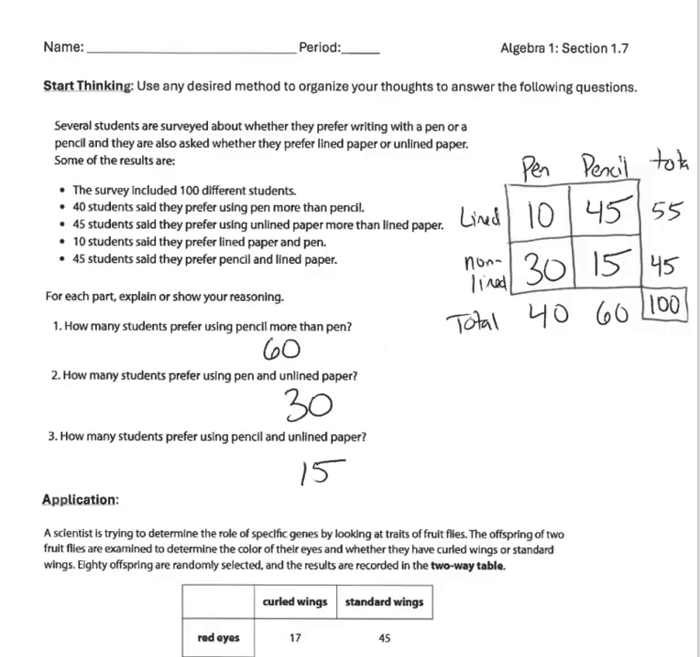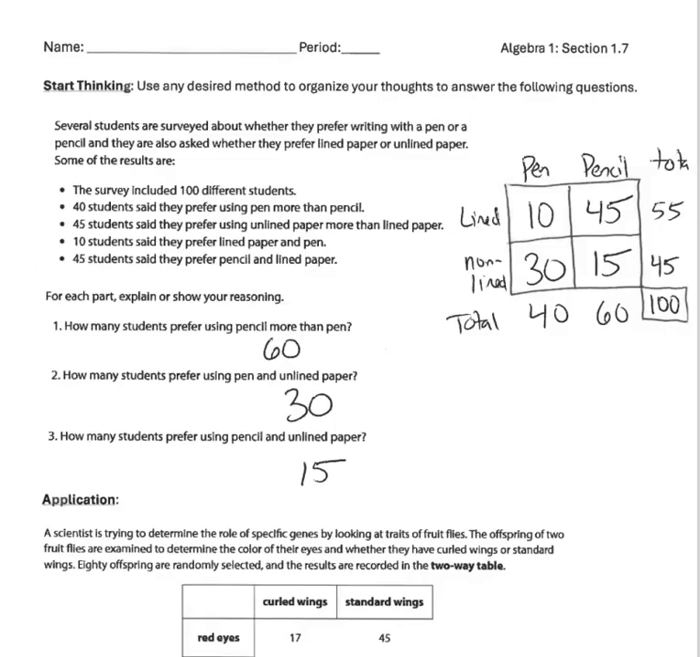So on here, now it's much easier because it's kind of like a Sudoku puzzle, where when you know what the total is and you know one of the numbers, then you know the other number. So what I was able to do here was it says the survey included 100 different students, so I was able to have that bottom right be 100. Next, 40 students said they prefer using pen more than pencil. So I knew that pen and lined and pen and non-lined was going to come out to be 40. So I was able to say that total was 40. And I know the two numbers are going to add up to be 40.